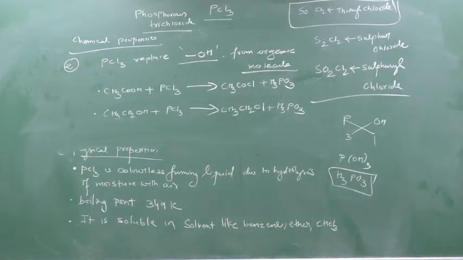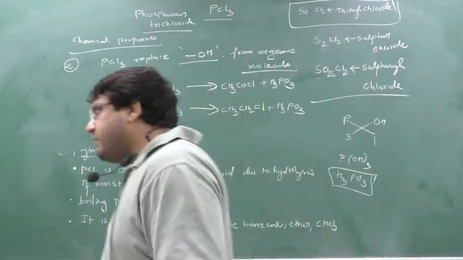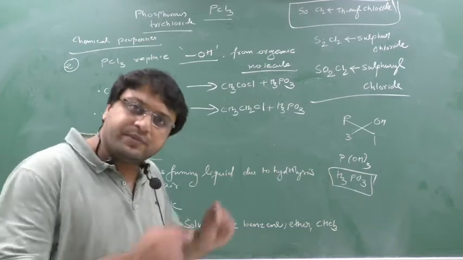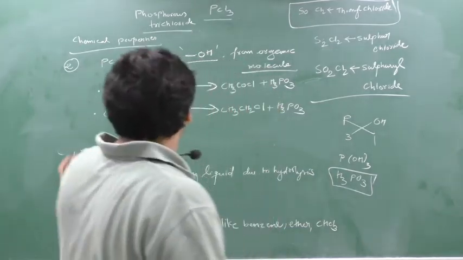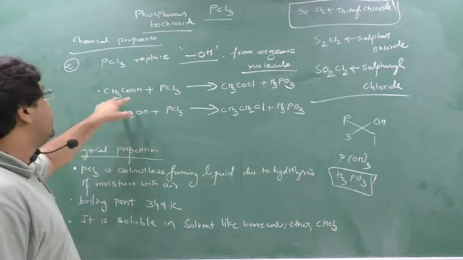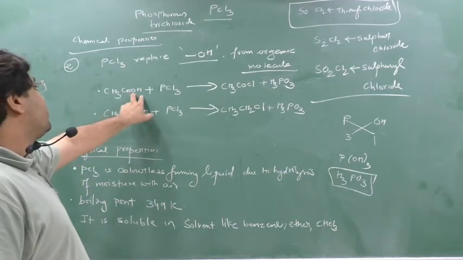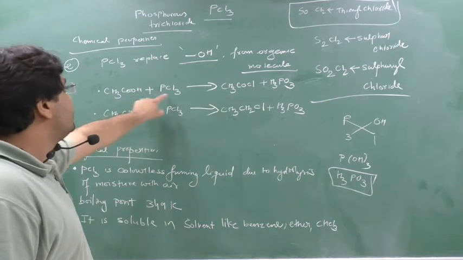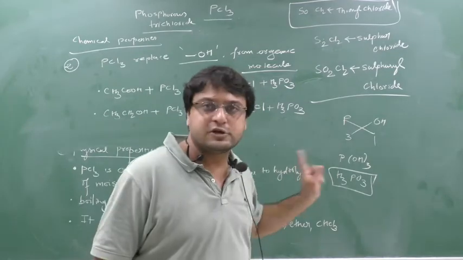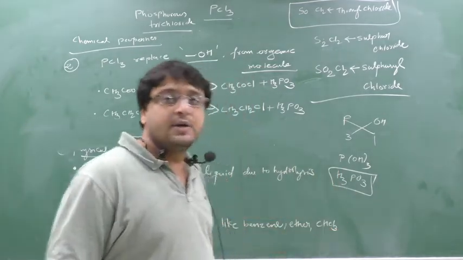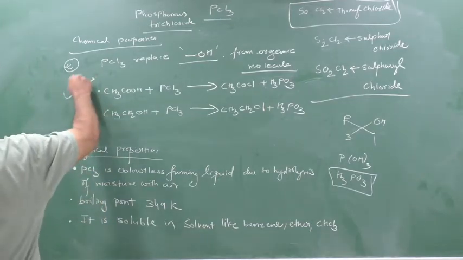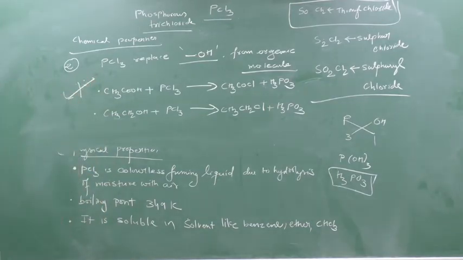So please remember that whenever PCl3 is reacted with an organic molecule, PCl3 will replace OH from that organic molecule. See here, CH3COOH is an organic molecule, CH3CH2OH is also an organic molecule. This is an acid, this is an alcohol. So from here OH will be liberated, so CH3COCl and H3PO3, because I told you, P plus 3 and OH minus will not form phosphorus trihydroxide. It is nothing but phosphorus acid. So write down these two reactions, and these reactions are very important from the exam point of view.